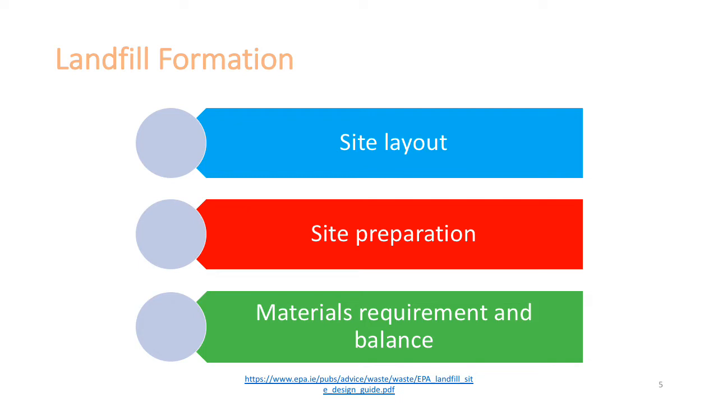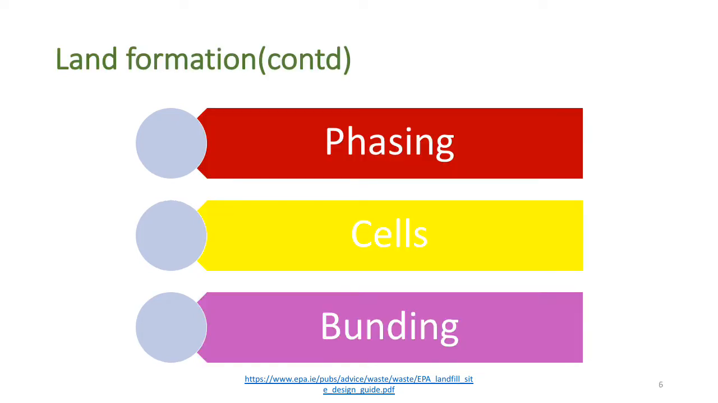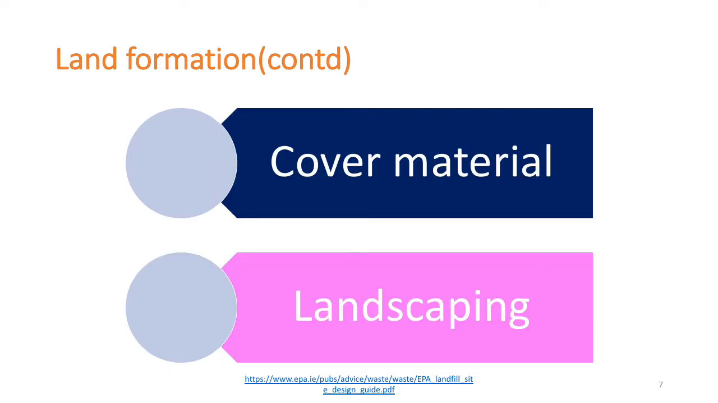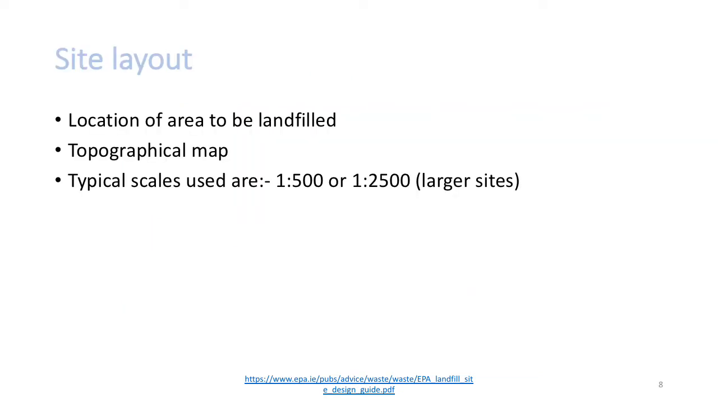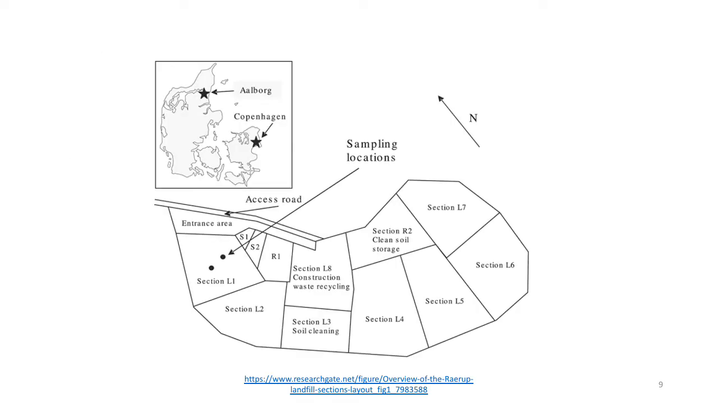Landfill formation. Below are the steps which we will be discussing one by one. Site layout, site preparation, materials requirement and balance, phasing, cells, bunding, cover material, and landscaping. Site layout. It shows a detailed location of the whole site. It should clearly tell about the location of the area to be landfilled. A topographical map should be prepared, and the typical scales used are 1 to 500 or 1 to 2500 for the larger sites. So, this is a picture depicting the site layout.